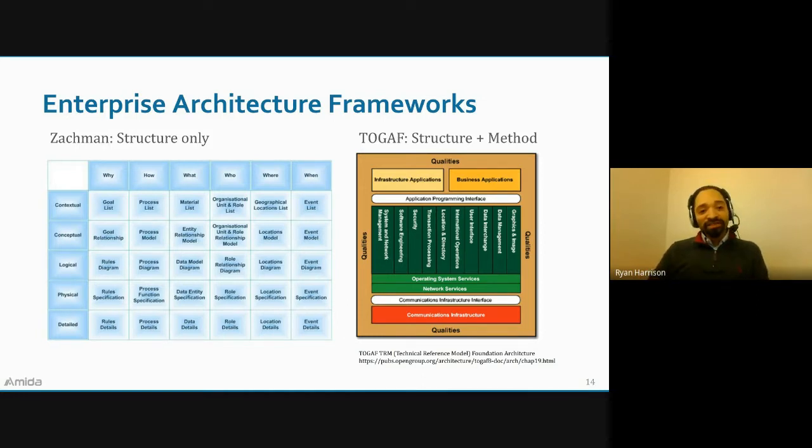The important difference between Zachman and TOGAF is that Zachman is structure only, and TOGAF is structure plus method. So Zachman would say, here's a grid, and we want views for each of these things, but it will not tell you how to accomplish it. It'll say, all right, we want a conceptual what view or entity relationship model. It won't tell you how to do it. It won't tell you the process of going about developing an architecture. Where TOGAF gives you both the structure and a defined process for going about making the architecture.